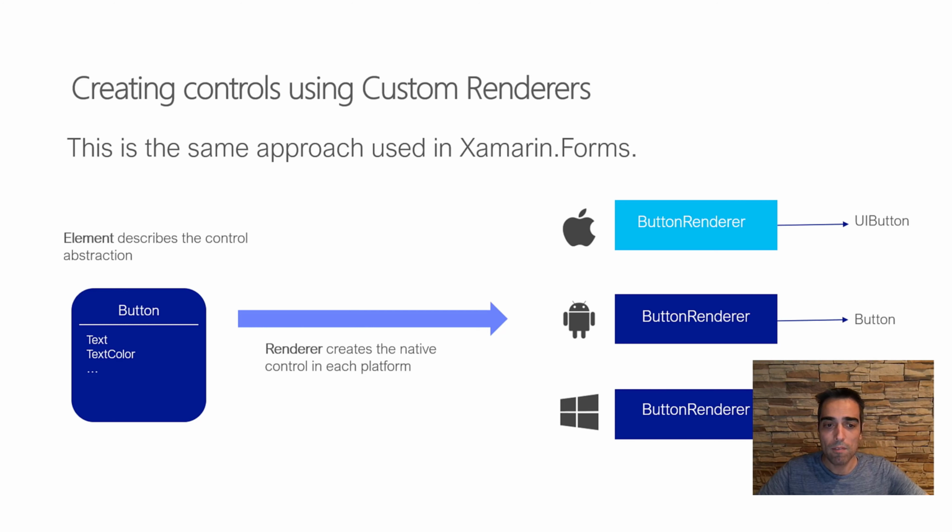And then we have the renderers. The renderers are also classes that create the native control and map between the properties in the abstraction and the native control on each platform. So for example, the button is using a MAUI button in iOS, etc.